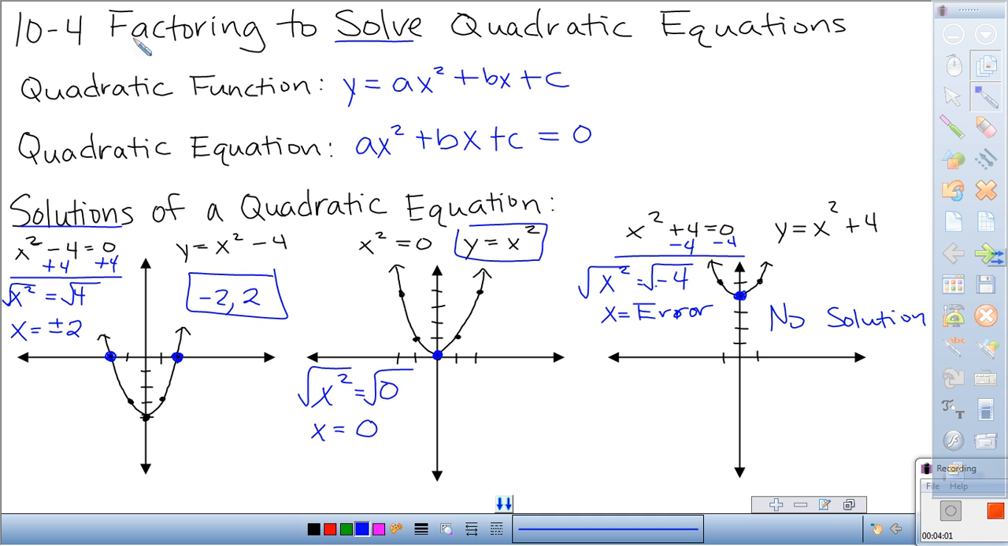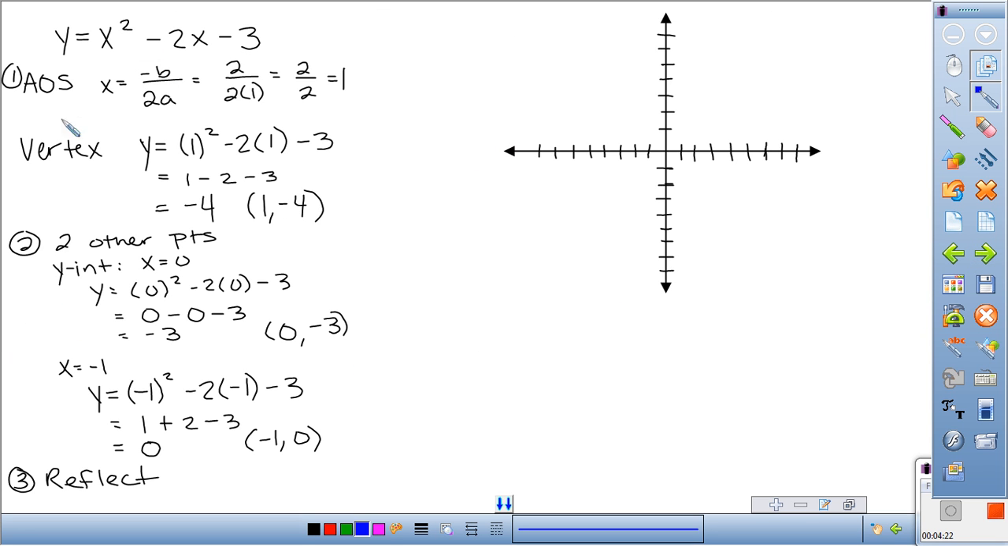So today, when we're factoring to solve quadratic equations, we're trying to find the solutions. You're solving the related quadratic equations to find the solutions. And again, the solutions just are, where would it cross your x-axis? So we have a property that we're going to look at in 10-4, but before I do that, I just want to go through a little review of how you graph.